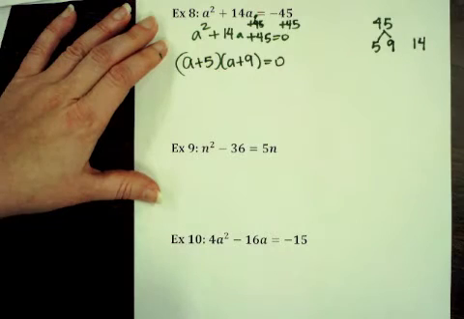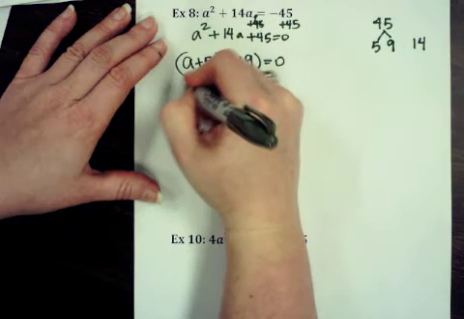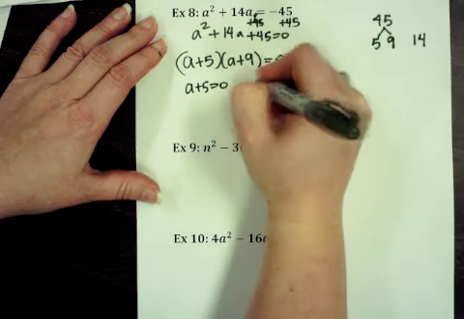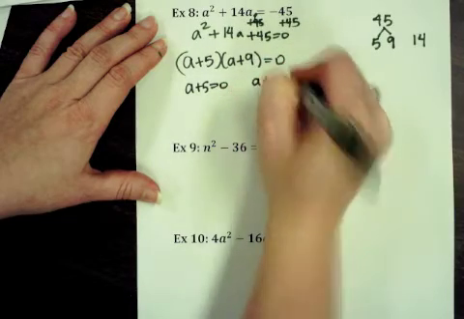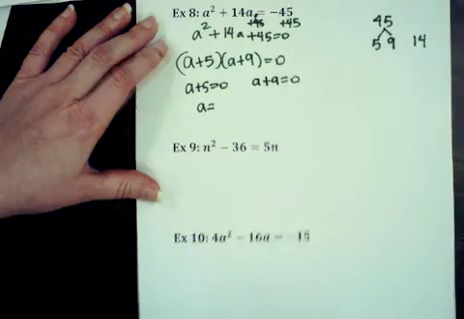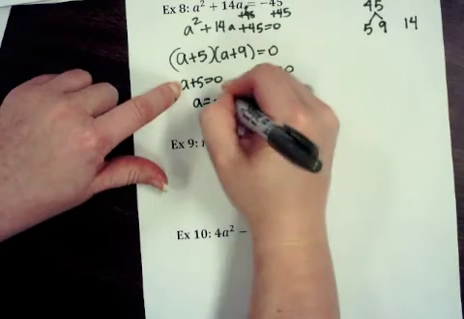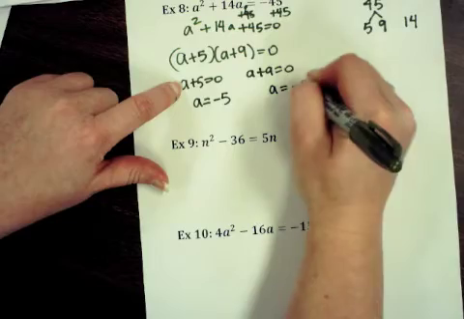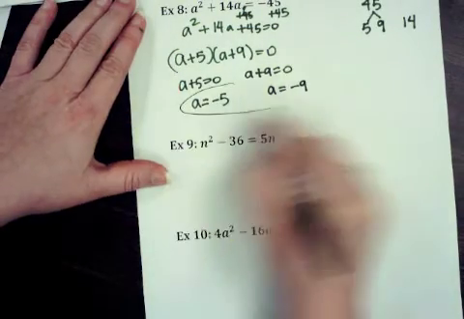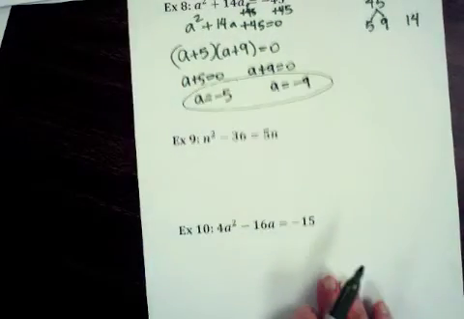So what does that mean my zeros are? So a plus 5 equals 0 and a plus 9 equals 0. So a equals, hopefully you're getting the hang of this, you can just go ahead and say negative 5 and negative 9. And these are my solutions, or my zeros.